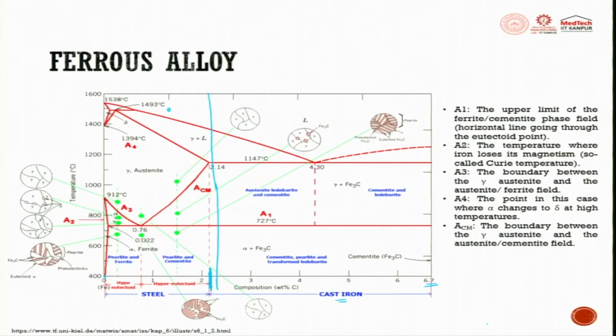Now, from here, if I slowly start cooling it down, I get into the gamma plus liquid phase. Then when I push it further down, I get into the austenitic phase. So what is the austenitic phase? This is what the microstructure looks like: you have grain boundaries, and then you have gamma, which is quite common.